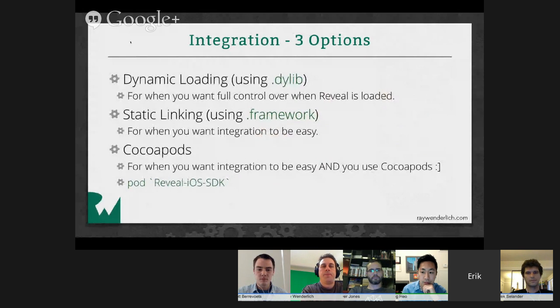The integration, fortunately, is pretty simple. There are three methods they advertise. The first is dynamic loading, so you can integrate Reveal using a dylib. This is a mechanism if you really want to control when it's loaded during runtime. But more likely, you don't care about that amount of control, so you use static linking with a framework. You use that when you want it to be easy, or if you want it to be really easy and use CocoaPods, they also provide a pod where you can integrate it from there as well.